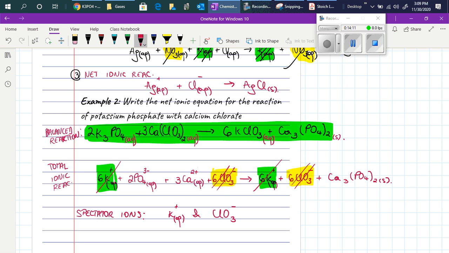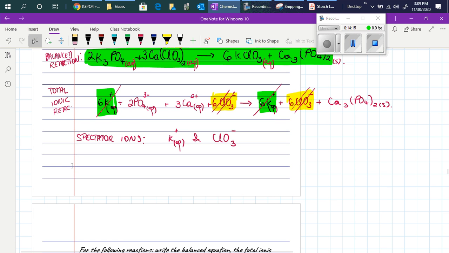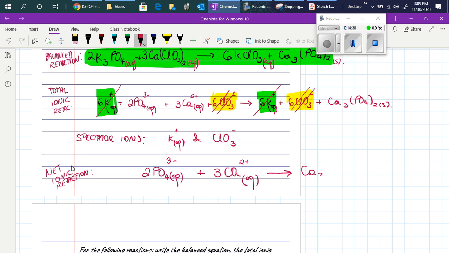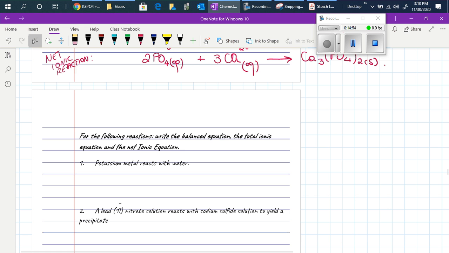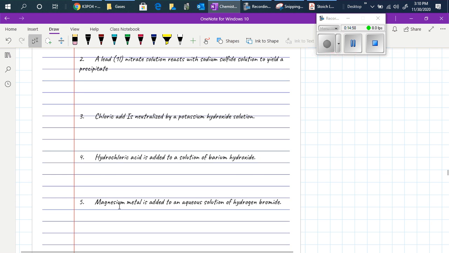And then as a net ionic reaction, what we will have is 2PO4 3- in aqueous solution plus 3Ca2+ in aqueous solution gives Ca3(PO4)2 in solid state. Okay, and now this will be your work. For the following reaction, write a balanced equation, the total ionic, and the net ionic. Those will be your practice for net ionic reactions. We will have more examples in class, so don't worry too much about it.